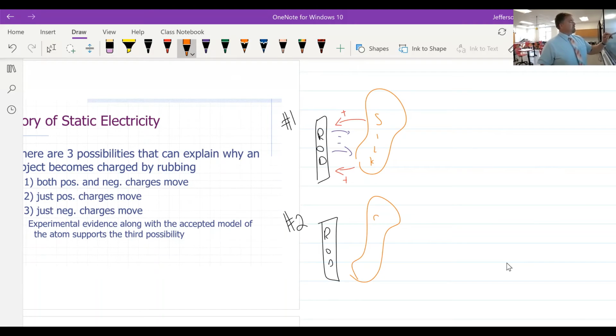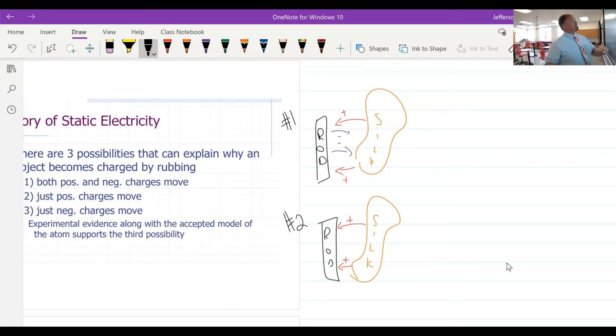Number 2, here's our silk, was that only the positive charges would be moving. And this is what Ben Franklin thought. This was his thought, that the silk was giving up its ether to the rod. And so the rod would have an abundance of the positives. The silk would lose the positives, lose its ether. And so the rod would have a positive charge and the silk would have a negative charge.